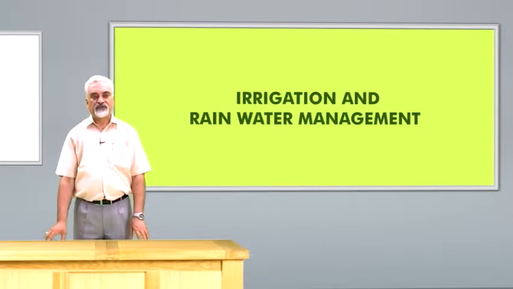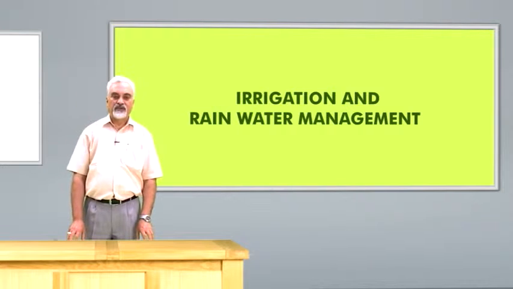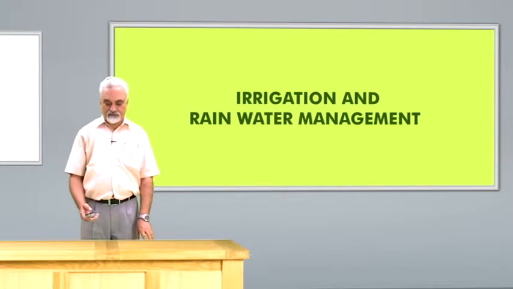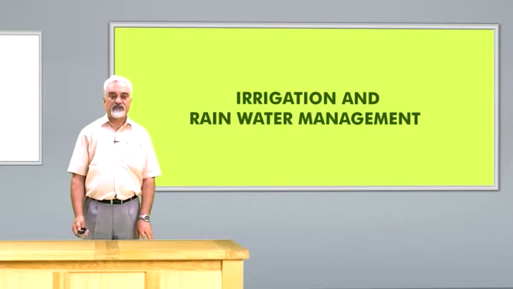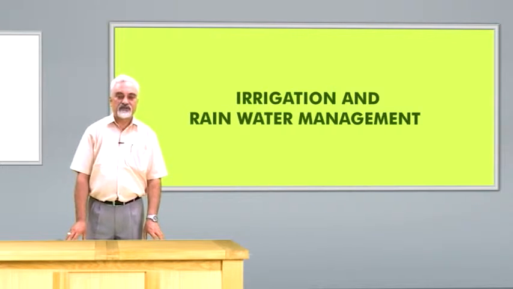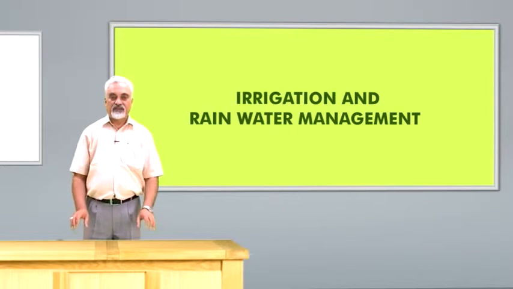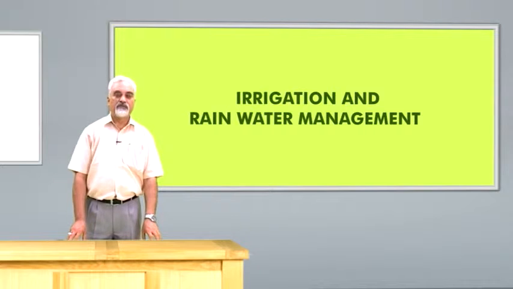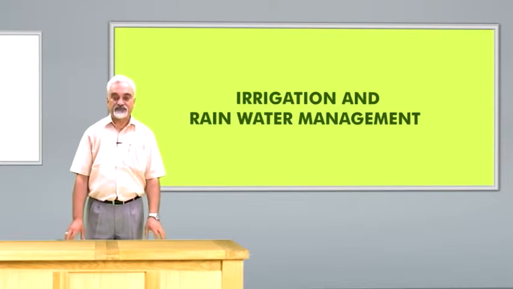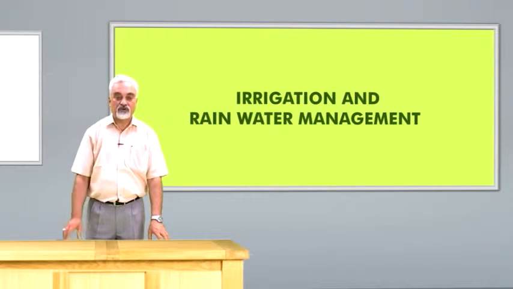The crops require water for meeting certain important biochemical and physiological activities within their body. They require water to meet the transpiration needs, and they require water to build up their body tissues. And as I said, if there is no water, there is no crop production.